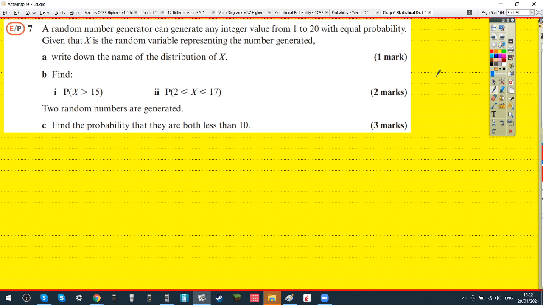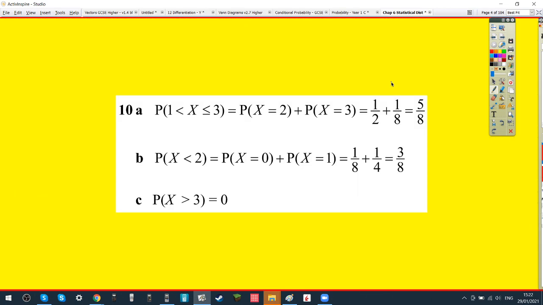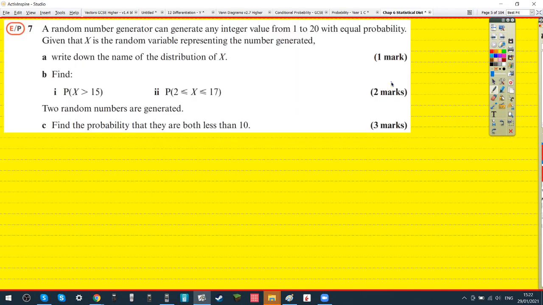Any idea what? No, you won't know the name of this distribution. If everything has the same probability, I think I skipped. I don't remember. I think it's called like an equal distribution. So what's it called? Discrete uniform distribution. That's it. And it's discrete data, so it's discrete uniform distribution. Okay, how about B?